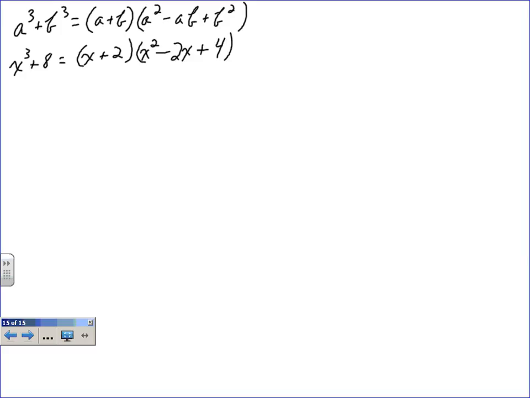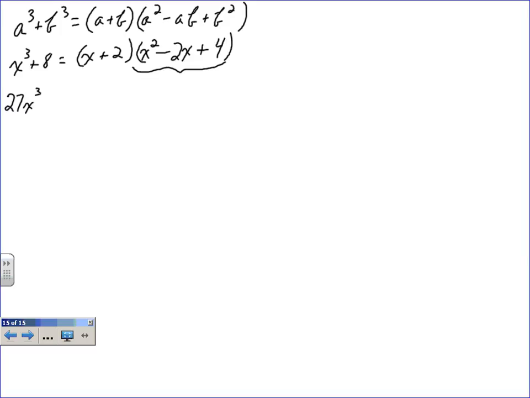By the way, this second parenthesis here does not factor, ever. You do not factor that. You can't factor any further than what it is. Let's try another problem.